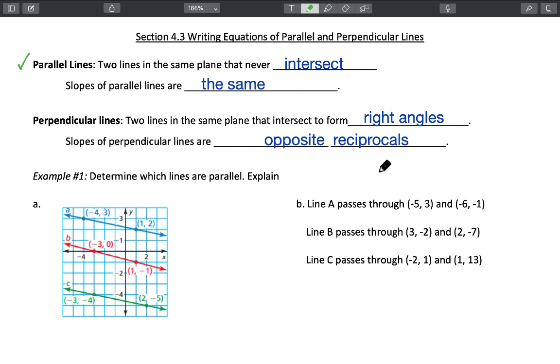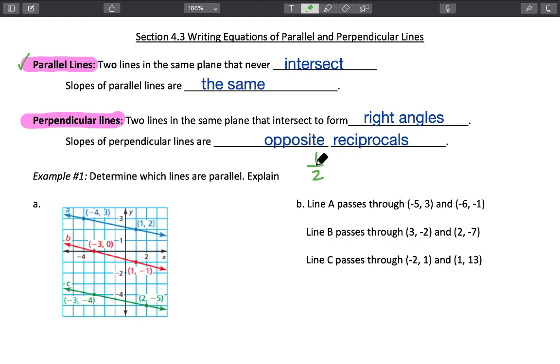Unit 4, Section 3. Today we're going to be talking about writing equations of parallel and perpendicular lines. So first off, parallel lines are two lines that will never intersect. In other words, their slopes are always going to be equal to each other. Perpendicular lines, however, are two lines that intersect to form right angles, and those slopes are going to be opposite reciprocals. Let me give you an example.